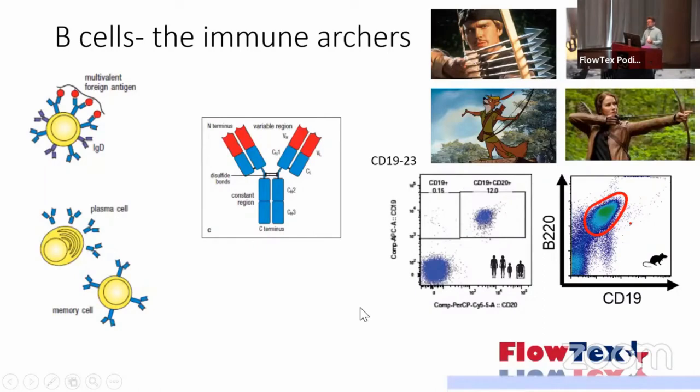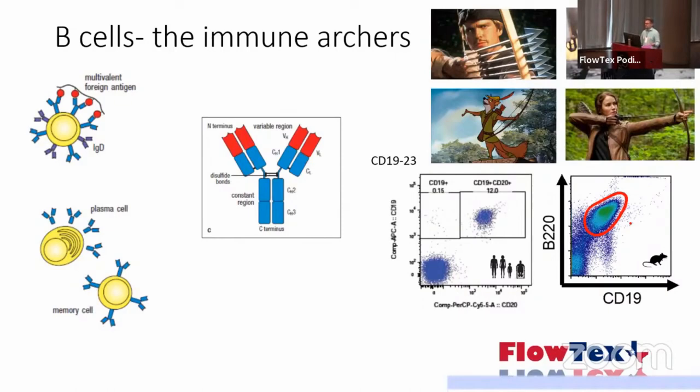So B cells have the unique ability to differentiate into a plasma cell where they can secrete their B cell receptor and send it into the lymph, send it into the circulation, and that B cell receptor can then bind to, possibly inactivate foreign antigens as they come in.